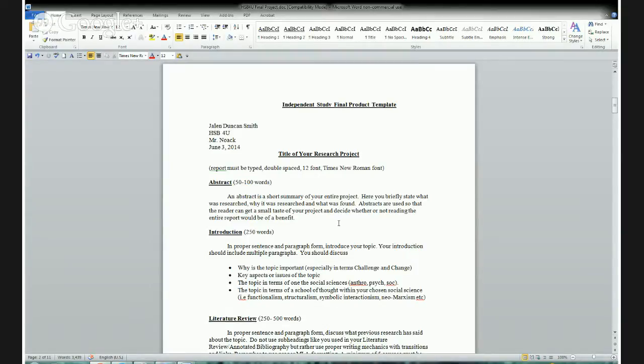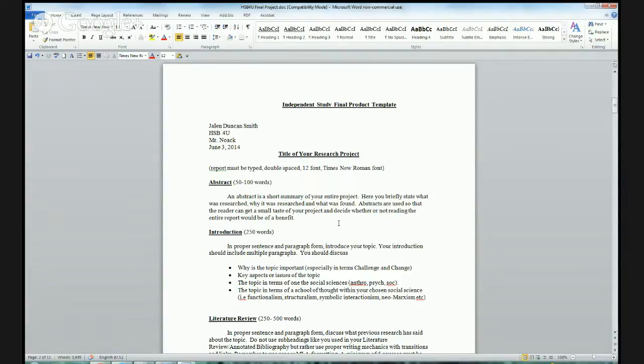The abstract is going to turn into one of your best friends as you move forward in your studies. An abstract is a short summary of your entire project. Here you'll briefly state what was researched, why it was researched, and what was found. Abstracts are used so that the reader can get a small taste of your project and decide whether or not reading the entire report would be a benefit. So next year when you're doing research, you will read abstracts of published journals to see whether the abstract fits what you're looking to research.